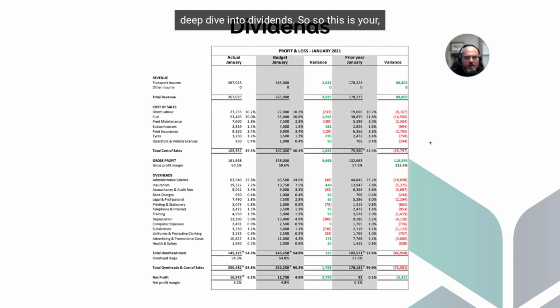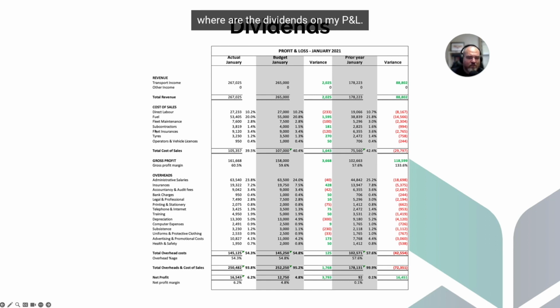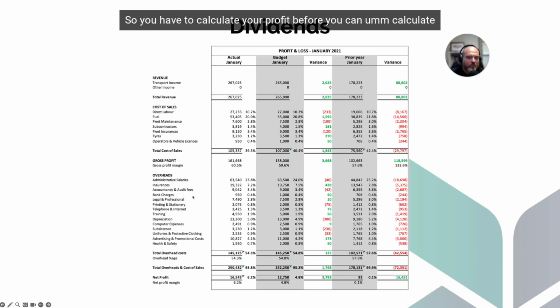So this is the P&L of, well, not your business obviously, but a business, right? One of the questions I sometimes get from clients is where are the dividends on my P&L? The simple answer is there are no dividends on your P&L. The reason for that is that the P in P&L, as you can see here, stands for profit, and dividends are a distribution of profit. So you have to calculate your profit before you can calculate the distribution of that profit.